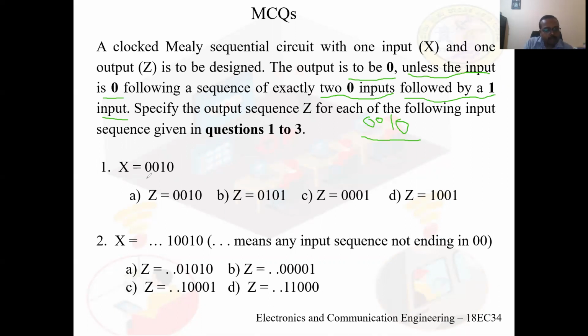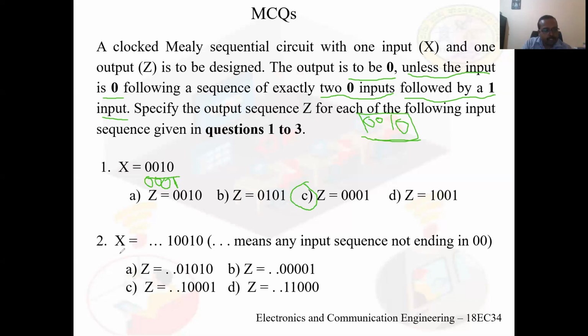Now what we have is 0, 0, 1, 0, right? What is the value of Z now? As we know, the sequence will start with 0. Again, we received a 0 here. Next, it is 1 and this is 0. So the sequence we are looking for is 0, 0, 1, 0. Since we received all the 4 inputs, Z now will be 1. So which is the correct option for this one? C is the correct option.